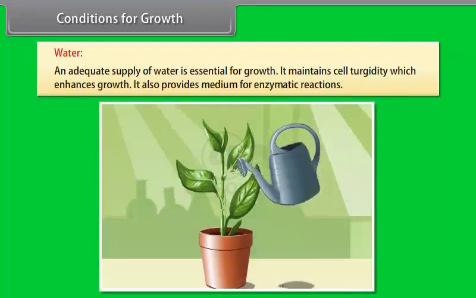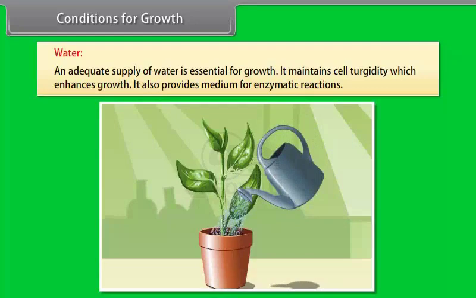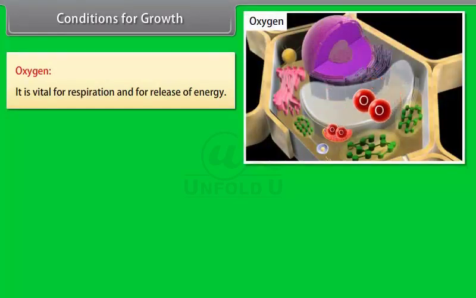An adequate supply of water is essential for growth. It maintains cell turgidity, which enhances growth. It also provides a medium for enzymatic reactions. Oxygen is vital for respiration and for release of energy.